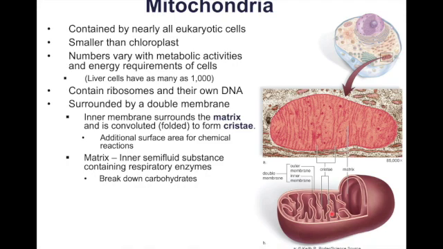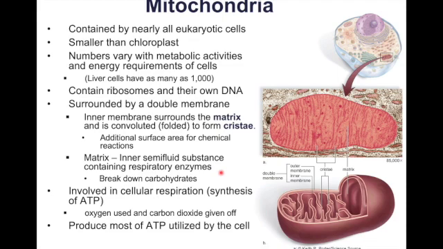The inner membrane surrounds the matrix and is very folded, convoluted, to form what we call cristae. So all these little folds are called cristae. Again, additional surface area for chemical reactions, a way to boost that surface area to volume ratio. And then the matrix is the inner fluid substance that has some of the respiratory enzymes. So that's where they're going to break down the carbohydrates and then send those into the inner membranes to turn it into ATP. And so pretty much all the ATP we use comes from these guys, which is why we call it the powerhouse of the cell. And I'm sure you will remember ATP is adenosine triphosphate. That's the major energy molecule of the cell.